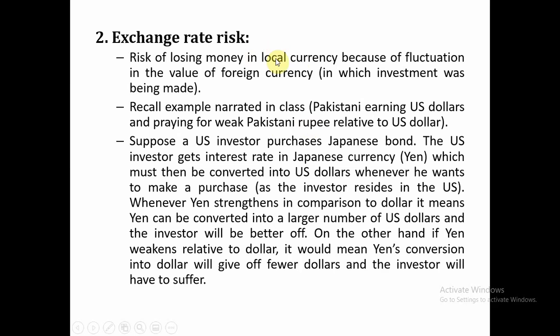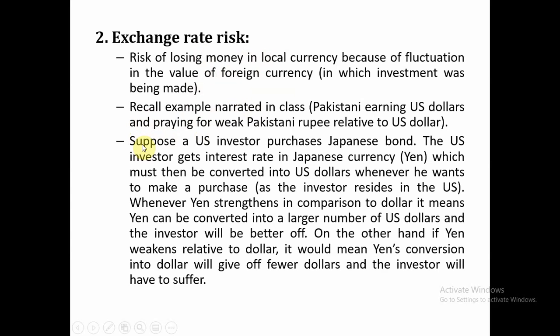So exchange rate risk is the risk of losing money in local currency because of fluctuation in the value of the foreign currency in which the investment was made. Let's suppose any US company, any multinational company, is interested to start a business in Pakistan. Obviously they need to convert their country's currency into the local currency of Pakistan, that is rupees. And when that subsidiary company gives money back to the parent company, it needs to convert this local currency again into the other currency. So this kind of risk is associated with the exchange rate.